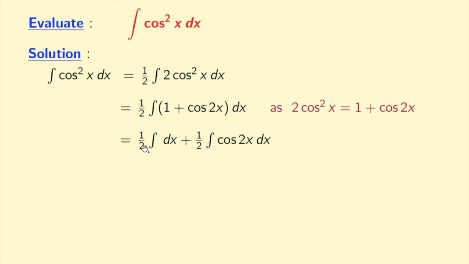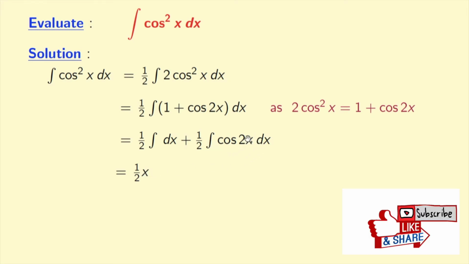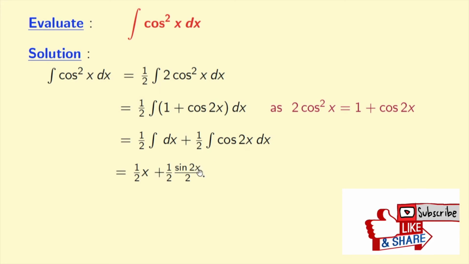Now after integrating the first part, we get 1 by 2 times x, as we know that integration dx is equal to x. And integrating the second part, we get 1 by 2 times sin 2x by 2 plus c. Here c is an integration constant.